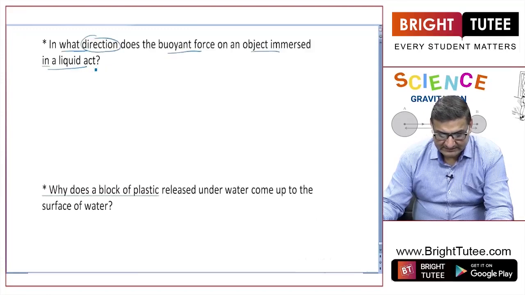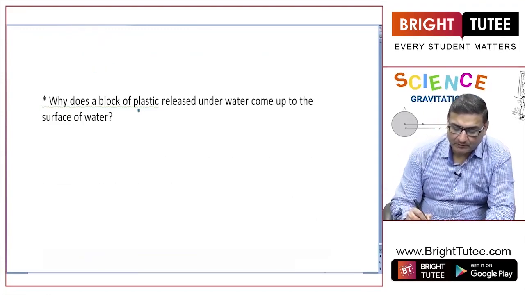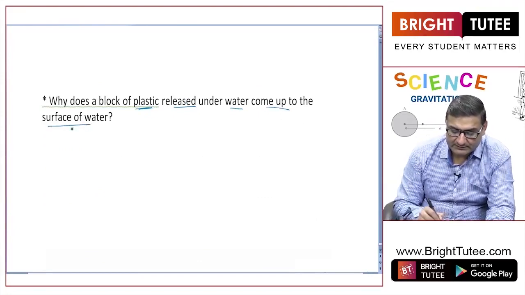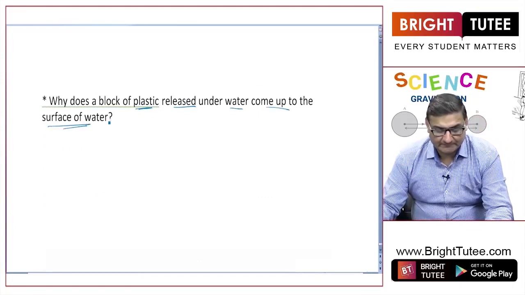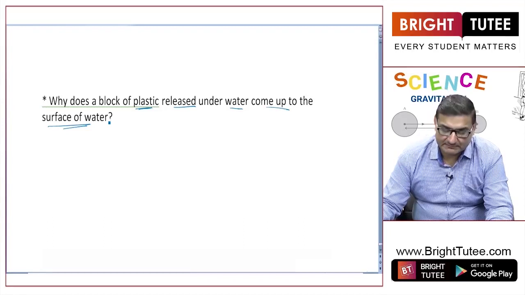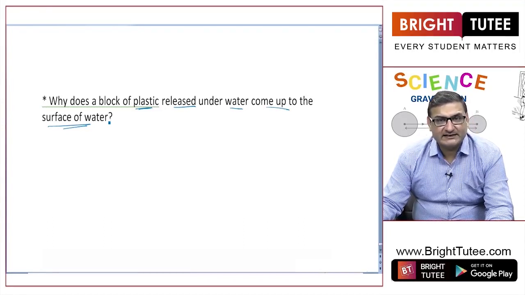Got it? Next, why does a block of plastic released under water come up to the surface of water? Now why is it so? Once again, we know that every liquid, whether it is water or anything, exerts an upthrust, and because that upthrust is more than the weight of this plastic block, if it is released, because of the buoyant force or upthrust exerted by water, it will rise up.